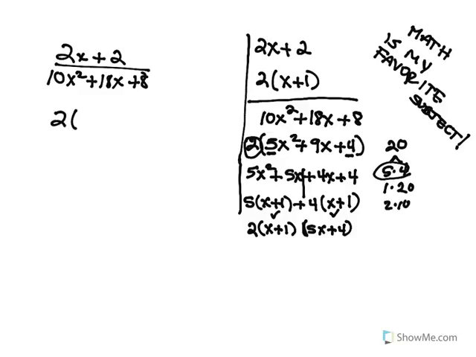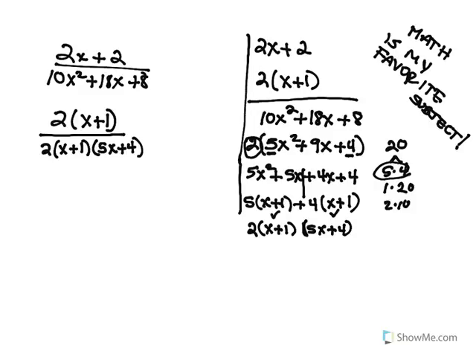So now you're going to rewrite the given rational expression using the factored parts instead of the polynomial pieces. So 2x plus 2 is going to be rewritten. And then my 10x squared plus 18x plus 8 is going to be rewritten. So now this is what I'm looking at.